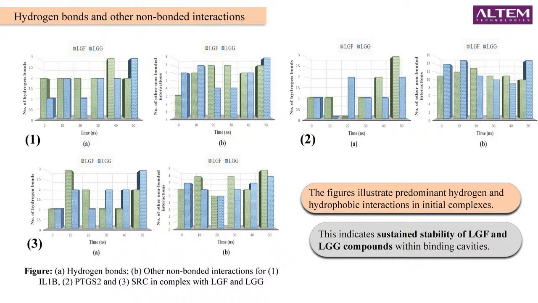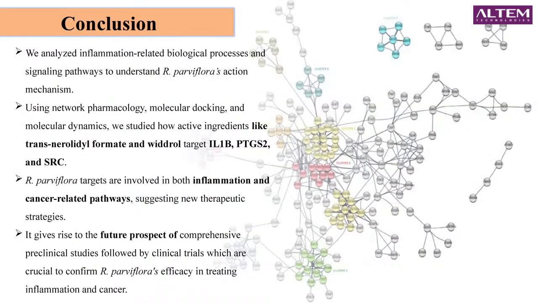These figures show the hydrogen bonds and other non-bonded interactions, and from this figure it can be seen that there are predominant hydrogen and hydrophobic interactions in the initial complexes. Also, it indicates sustained stability for LGF and LGG compounds within the binding cavities. As you can see, there is fluctuation, but they maintain their interactions within the binding cavity.